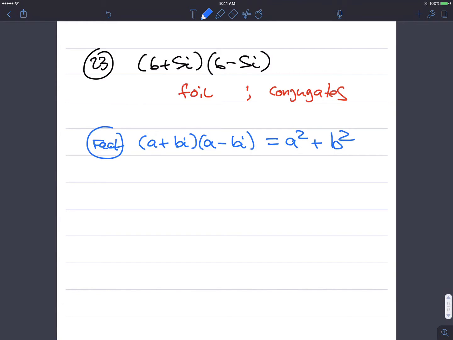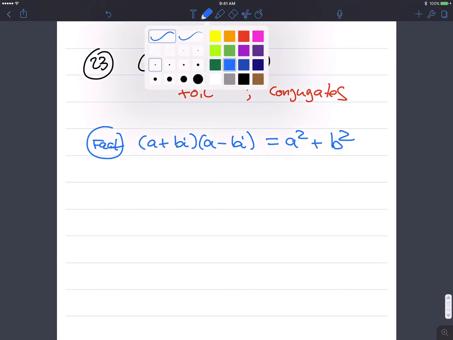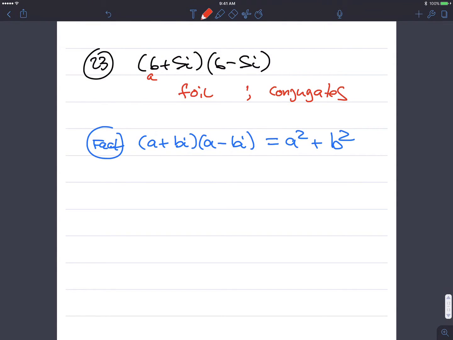So how we use this here is to notice that my a here is 6. My b here is 5. We have conjugates because their signs alternate, plus and minus, they're opposites. So how we use this here would be to simply say that 6 squared plus 5 squared will be the product. We have 36 plus 25, and that will give us 61. We could use this fact about conjugates.